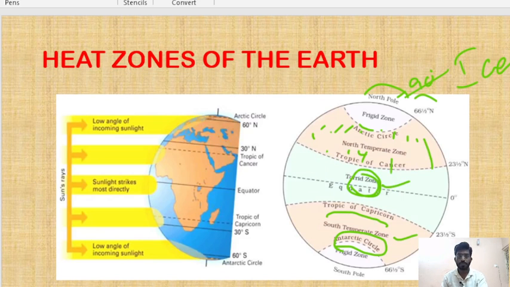Now all of you listen once again carefully. The place in between the Tropic of Cancer and the Tropic of Capricorn is called the torrid zone. The place in between the Arctic Circle and the Tropic of Cancer in the northern hemisphere is called the temperate zone. And the place in between 66 and a half north latitude and 90 degrees north latitude is called the frigid zone. The frigid zone always lies at the poles.